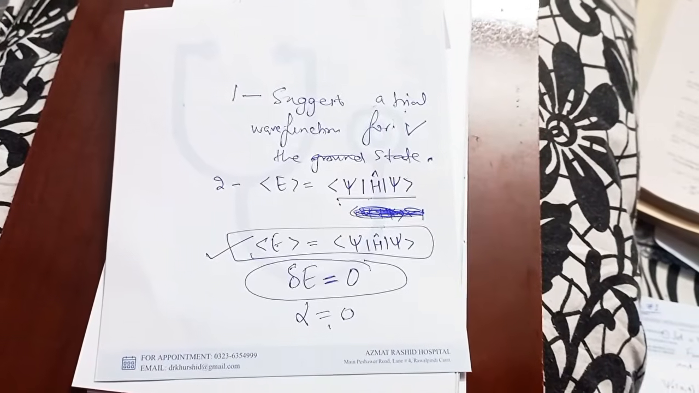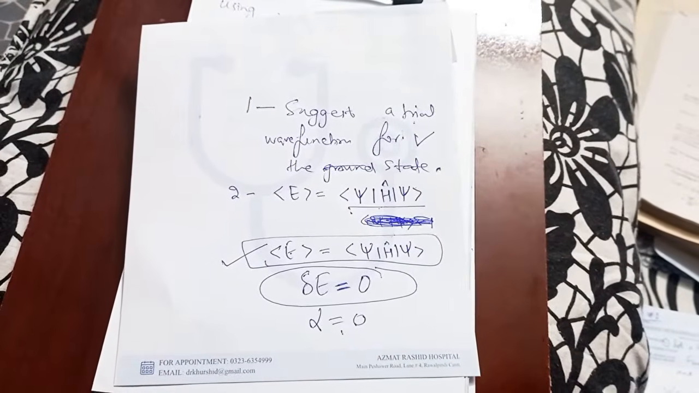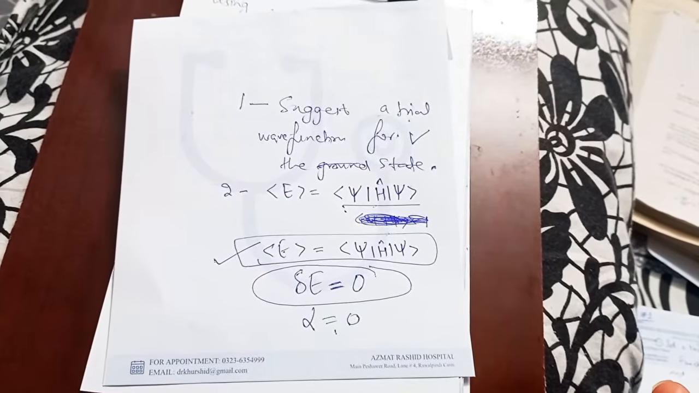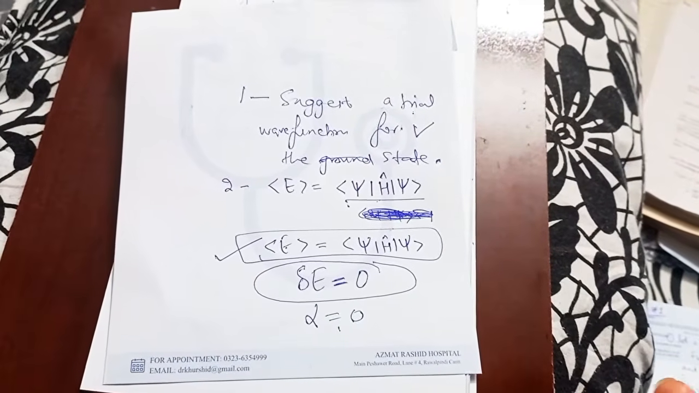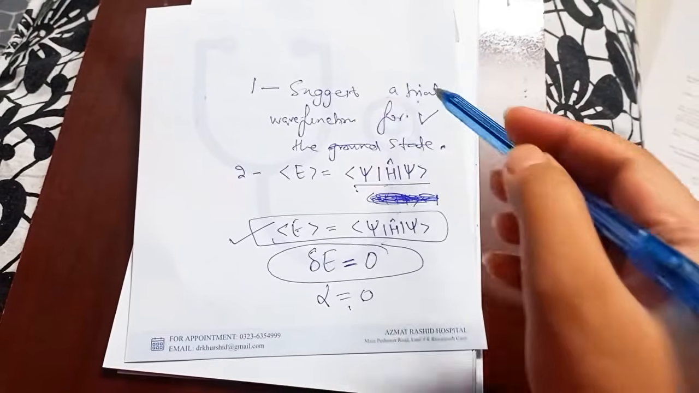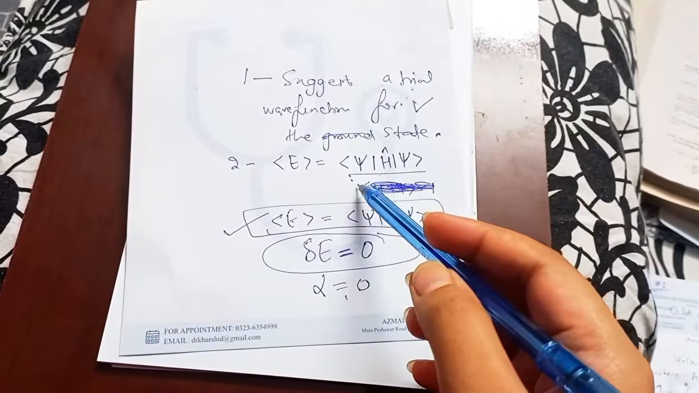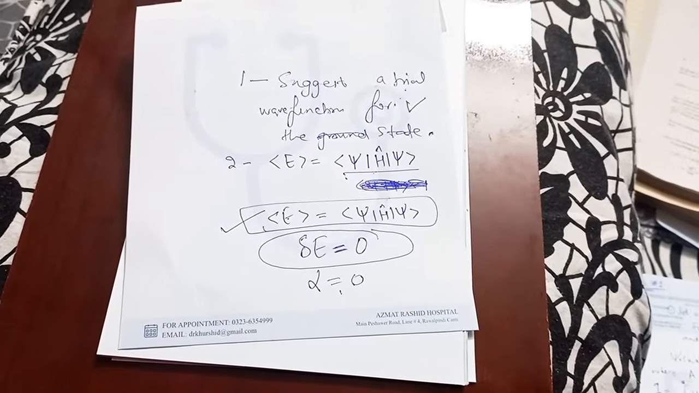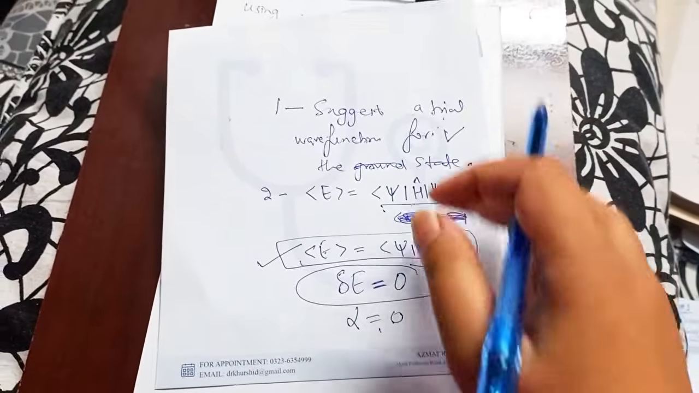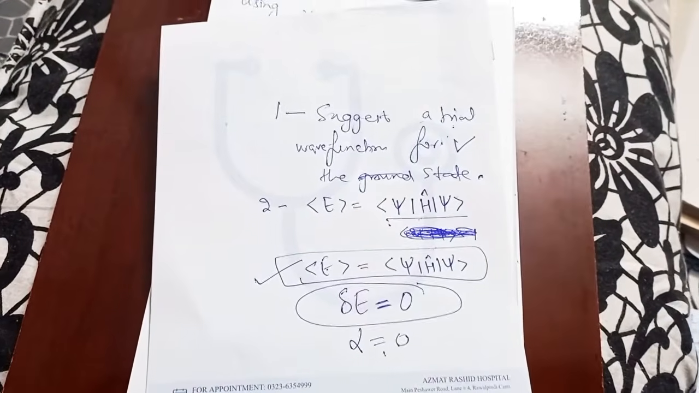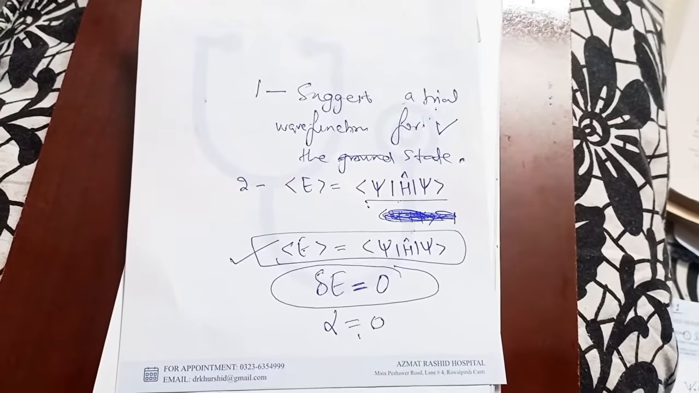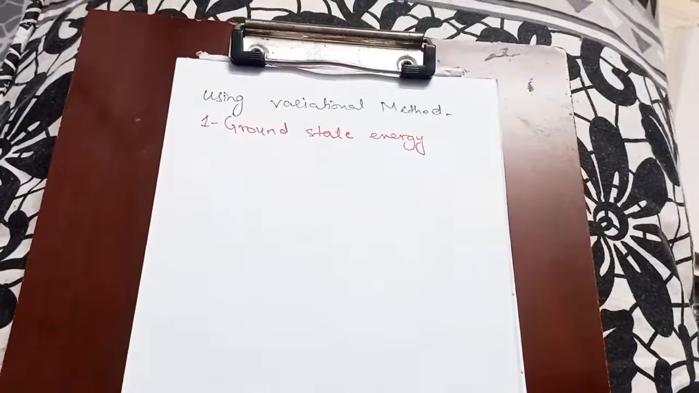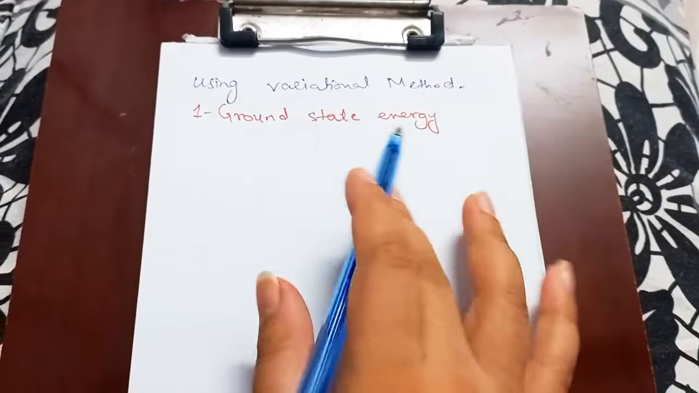That is it. The process is the same even if you're finding the first excited state energy, second excited state energy, or whatever it is. The process will remain the same. We'll devise a trial function, find the expectation energy, differentiate it and set it equal to 0, find the unknown parameters, and put them back into this equation to get the energies and wave functions. That is the process basically. So let's do that using the variational method for the ground state energy.